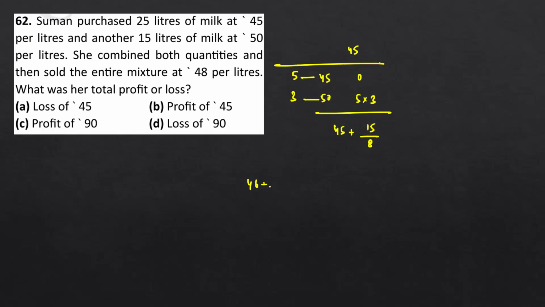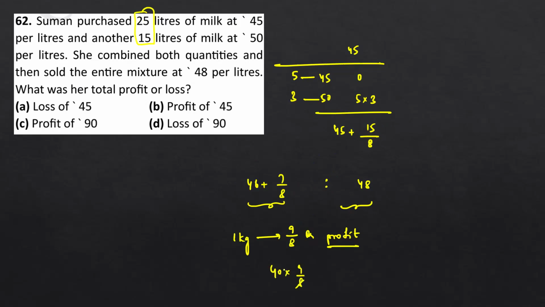Or you can say 1 by 8, right? So 46 plus 7 by 8. This is your cost. And this is your selling price. Right? And the difference is you can say 9 by 8 is the difference between this and this. So for 1 kg, you're getting 9 by 8 rupees profit. And you want it for totally 25 plus 15, 40 kgs. So 40 into 9 by 8. 9 5s are 45 rupees is the profit. You can directly multiply and find it out, not a problem.